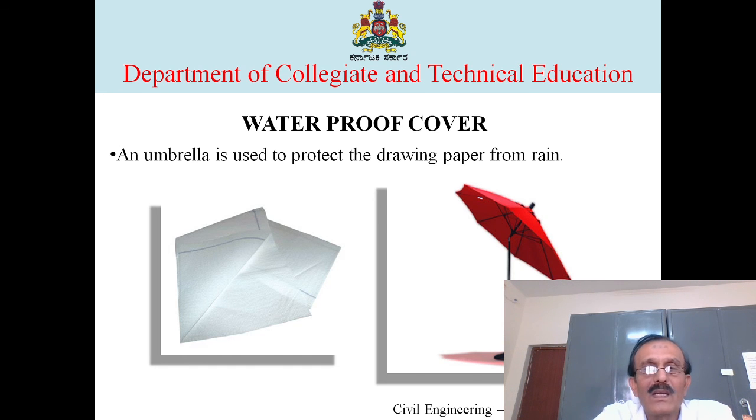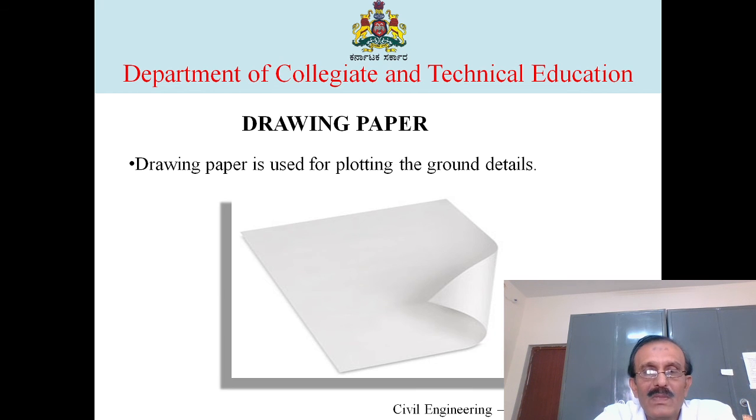Other accessories we are using are to cover the drawing paper. The protector or the umbrella structure will be used to protect the paper from the rain. The drawing paper is used to plot the ground details.